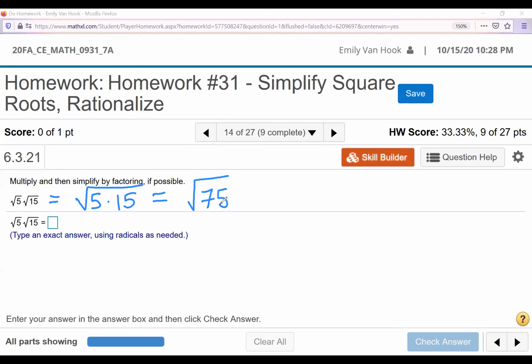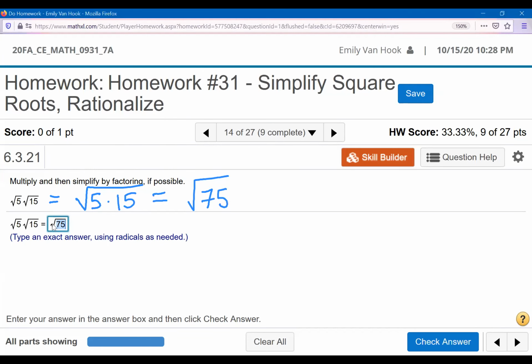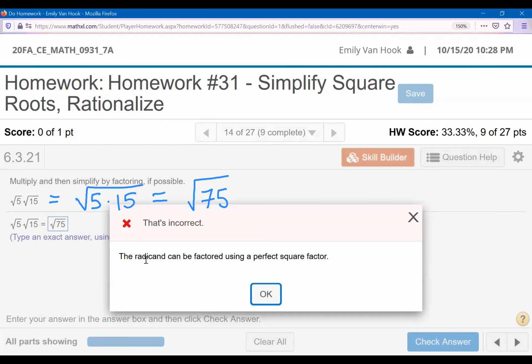So I do need to simplify by factoring if possible. So if I type my answer in right now as square root of 75, I'm not going to get it right. So it says the radicand can be factored using a perfect square factor. This word radicand, I don't think I taught you that yet. That's the word for the number under the radical. So in this case, the square root of 75, 75 is the radicand.